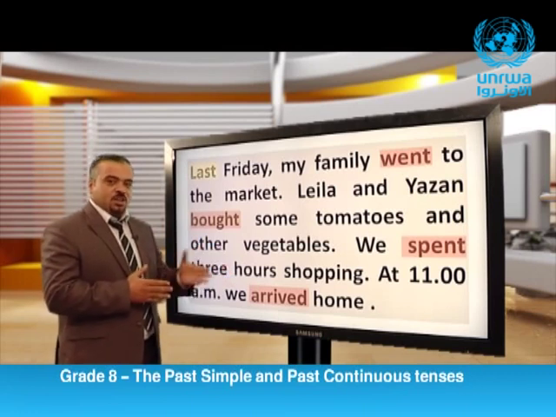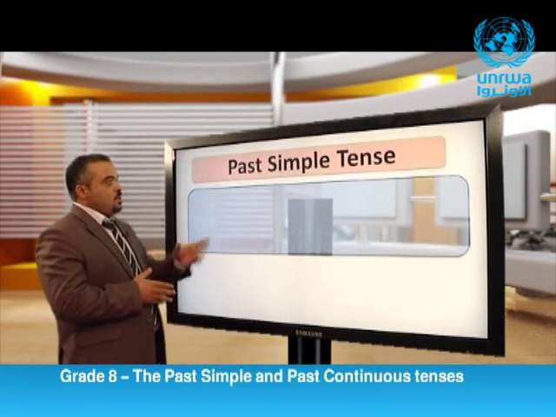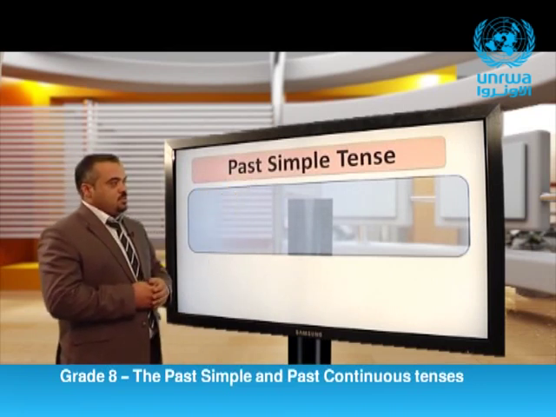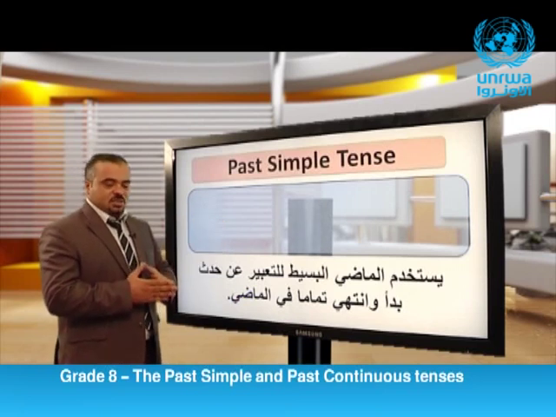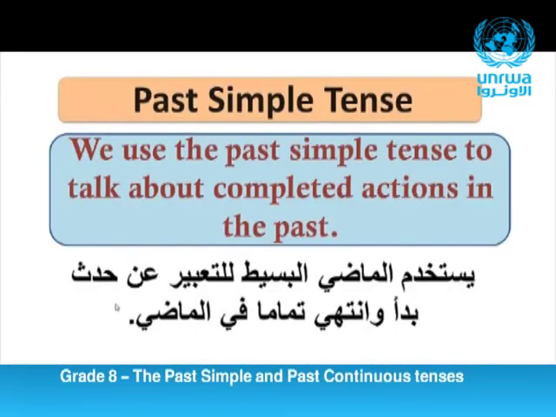Now let's move to the next one. Past simple tense, الزمن الماضي البسيط. We use the past simple tense to talk about completed actions in the past. يستخدم الماضي البسيط للتعبير عن حدث بدأ وانتهى تماما في الماضي.